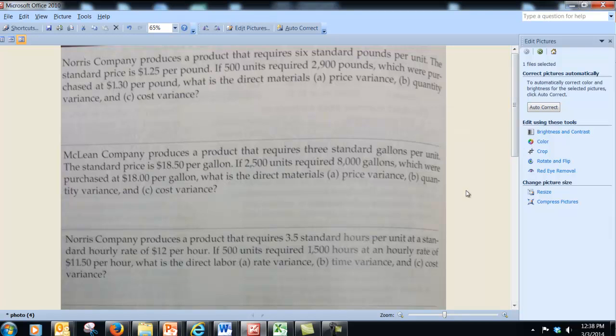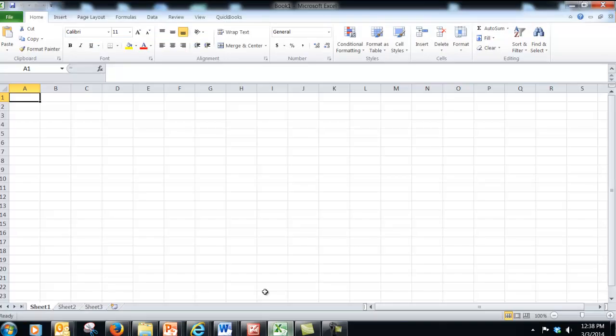So let's take just a second and complete this in Microsoft Excel. Hopefully you guys are familiar with Microsoft Excel. It's a really great thing. Give me a second. I'm going to type something up here.